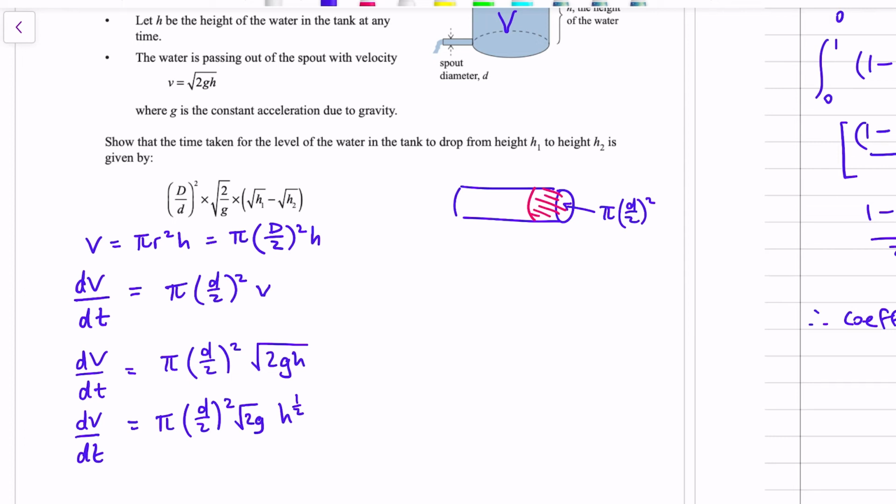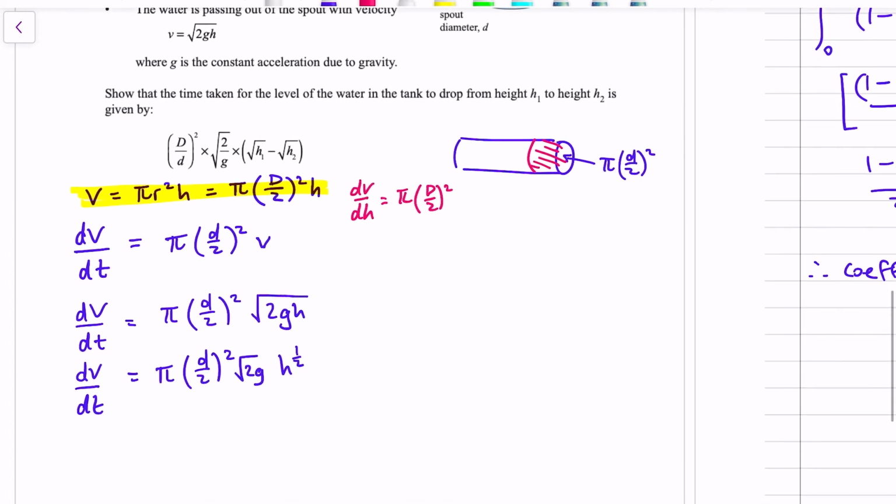Because if we go back to this original equation that we had set up, and how the volume depended on the height, we can find dV/dh from this one. dV/dh is equal to pi times capital D over 2 all squared. It's a constant times h. When we differentiate it, we just have the constant left, and then dV/dh multiplied by dh/dt, so it gives us dV/dt. So that replaces our dV/dt.